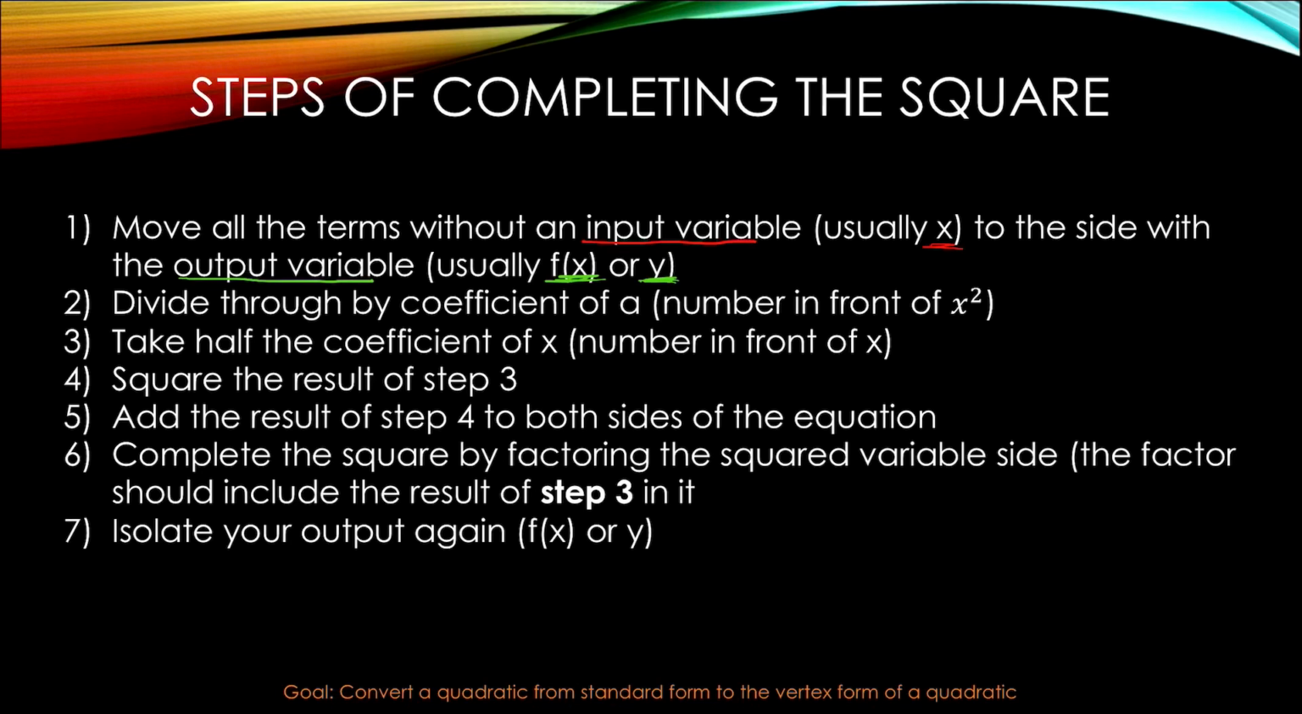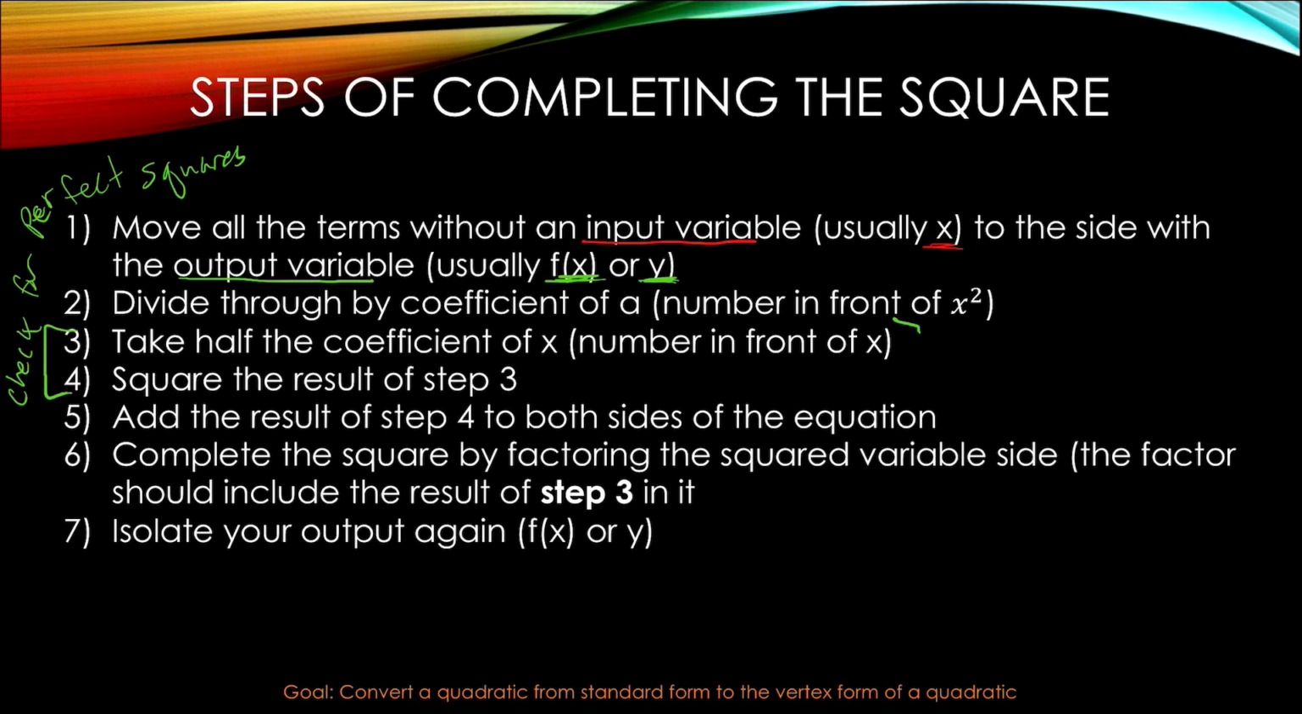Step 2 is divide through by the coefficient a. That's the number in front of the x squared term. So we're going to divide everything by that. Step 3, take half the coefficient of x, the number in front of x, and then step 4, we square the result of step 3. These steps, 3 and 4, are what we did to check for a perfect square. Those are the same steps that we did last time.